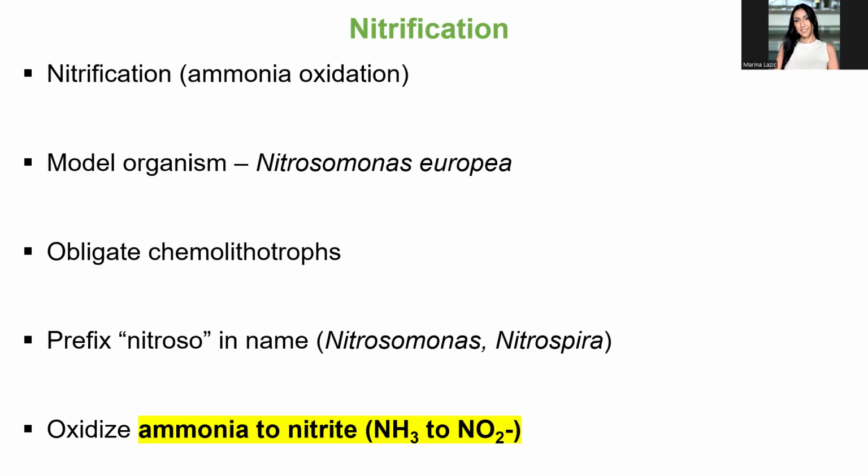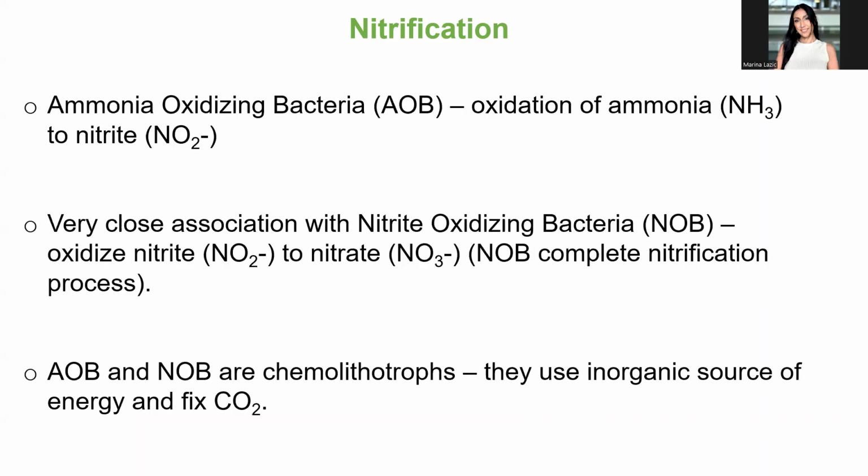This is pretty much what I just said. Ammonia oxidizing bacteria perform oxidation of ammonia to nitrite, and they live very close to NOB, because NOB take nitrite and make nitrate. So they complete the nitrification process. So AOB plus NOB give full nitrification, from ammonia to nitrite, and from nitrite to nitrate. They're both chemolithotrophs, which means they use an inorganic source of energy. The source of energy for AOB is ammonia, and the source of energy for NOB is nitrite, which is NO2 minus.